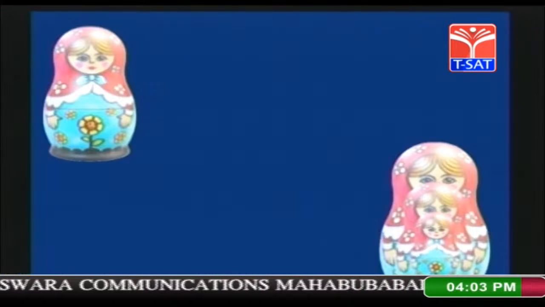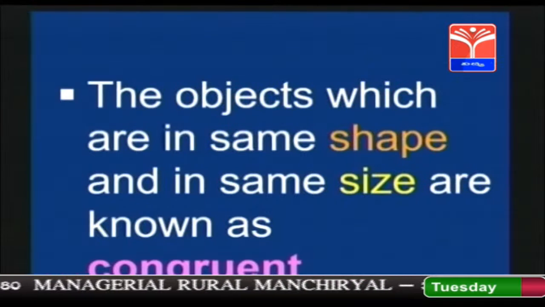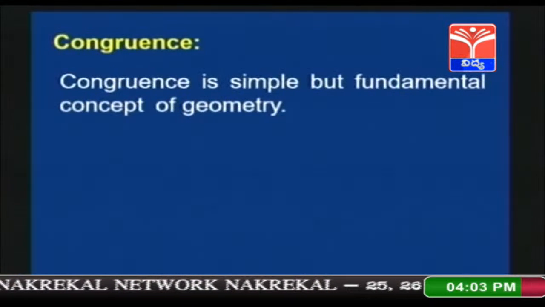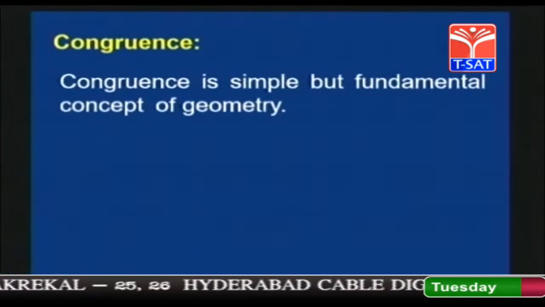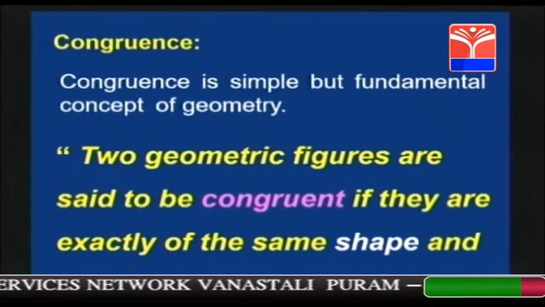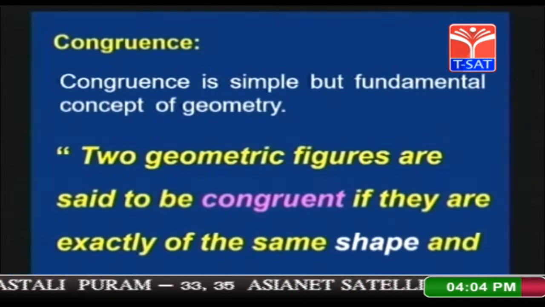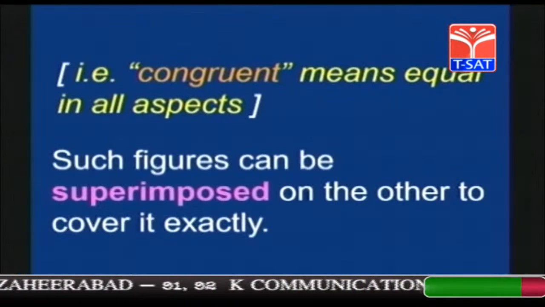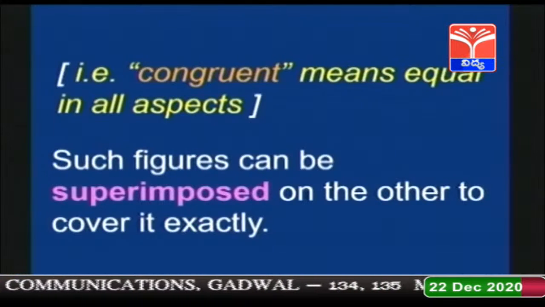Now from all these examples, we observe the following. The objects which are in the same shape and the same size are known as congruent. Now see the definition, the congruence. Congruence is a simple but fundamental concept of geometry. Two geometric figures are said to be congruent if they are exactly of the same shape and same size. While comparing figures geometrically, we have to compare only their shape and size. Means if the shape and sizes of two geometric figures are the same, then they are congruent. Congruent means equal in all aspects. Such figures can be superimposed on the other to cover it exactly.